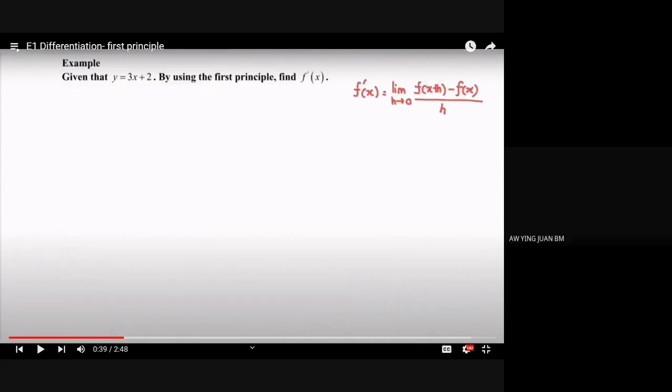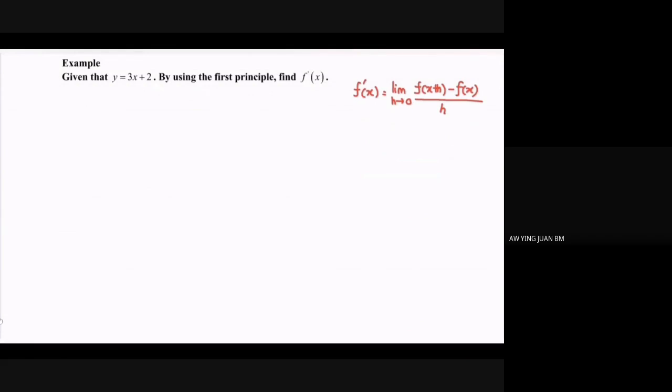So when we have this kind of situation, given the function y equals 3x plus 2, if we differentiate straightforward, we will have dy dx equals 3. But here they mentioned using the first principle. So how do we get it done? We have to refer to this instruction. Given the formula, f prime x equals the limit as h approaches 0 of f(x plus h) minus f(x), over h.